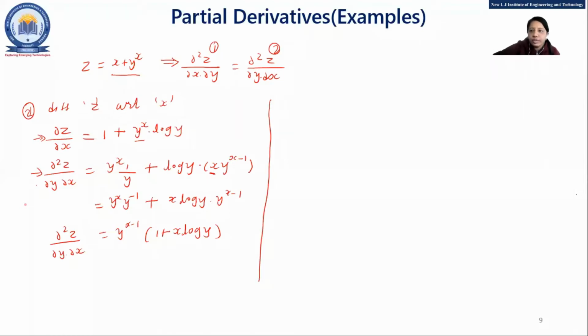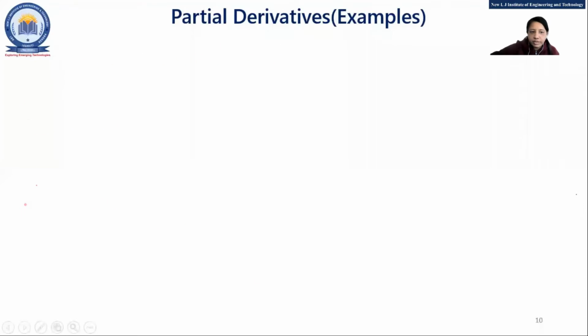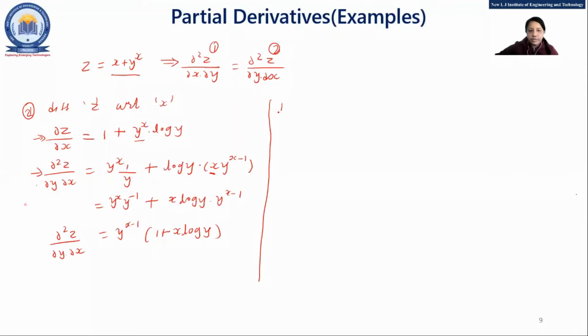Okay, so now we are going to perform with the first one. That is, differentiate z partially with respect to y.